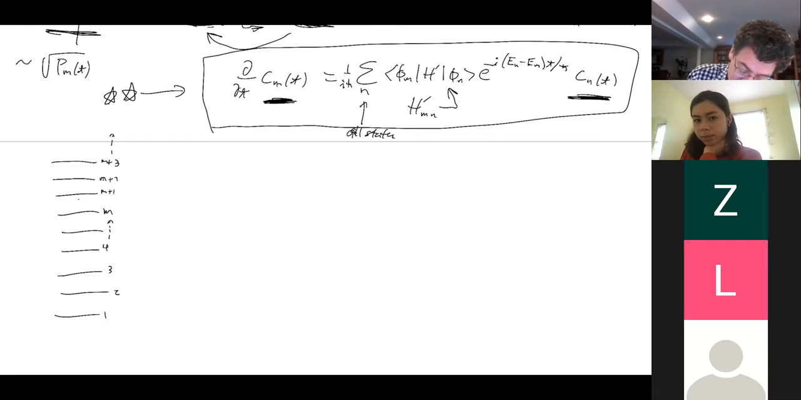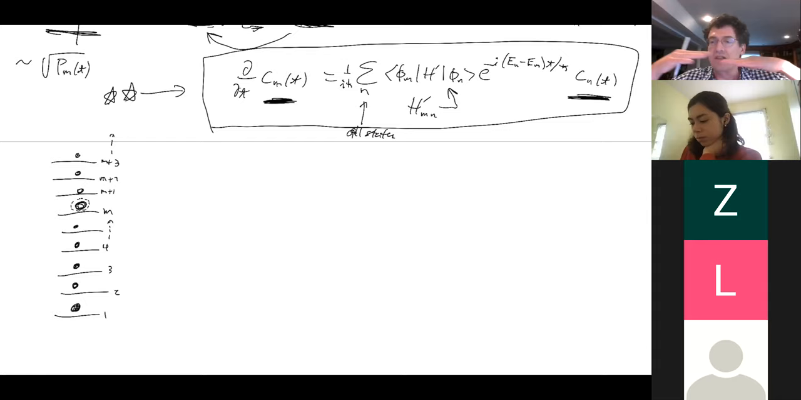And so I'm going to give each of these states a little bit of stuff. What is this stuff that I'm giving them? Let's say that every one of these states gets a little bit of stuff. It's like a shelf in your kitchen, and we're putting some stuff on the shelf. What is that stuff? I'm going to call it amplitude. And what is amplitude?